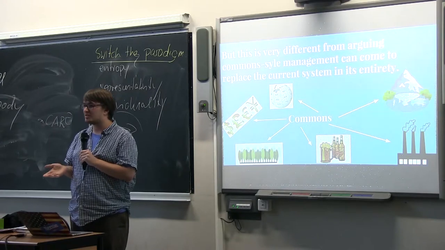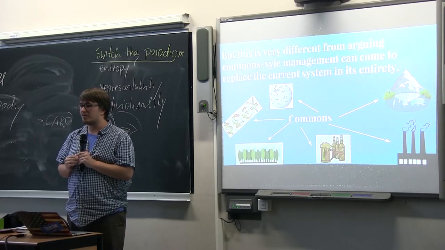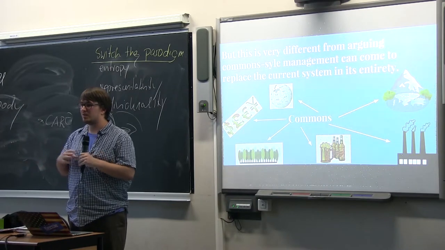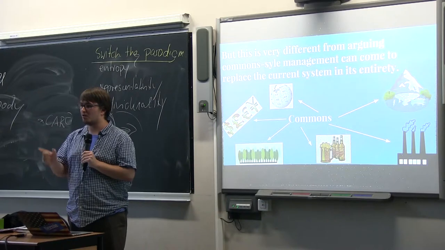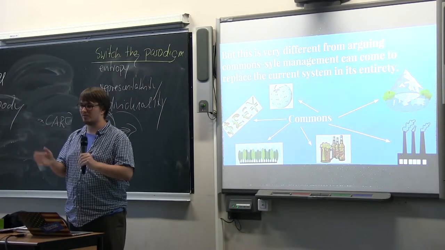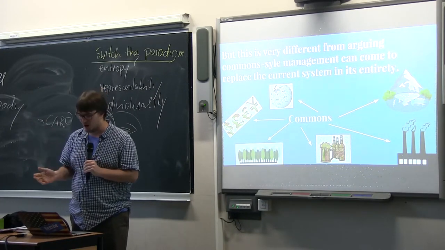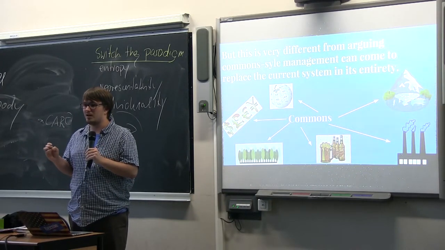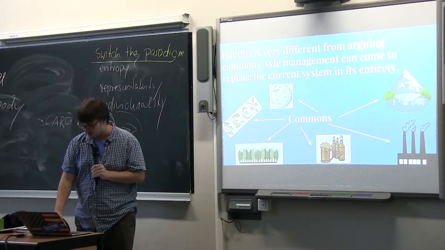But then there's sort of this other idea of, what if the commons did everything? The commons as completely replacing both the state and the market as the overwhelming economic governing structure for the world economy. And that's a huge idea. That's very interesting.